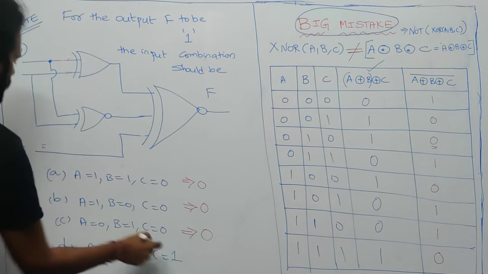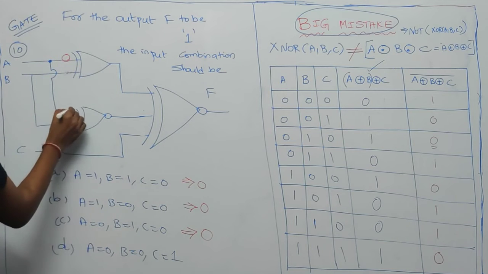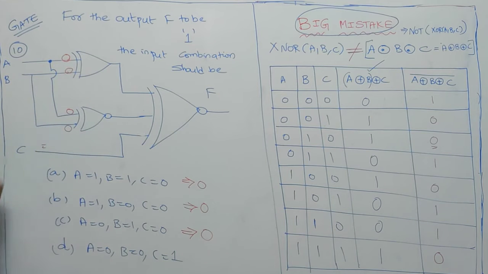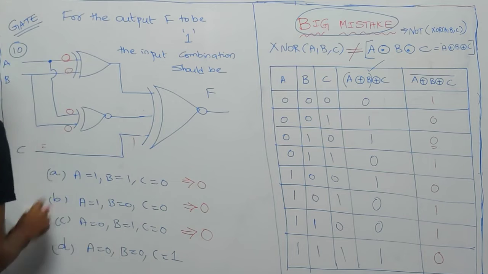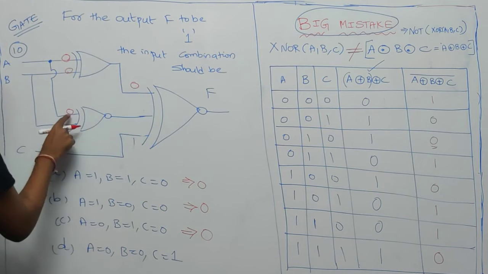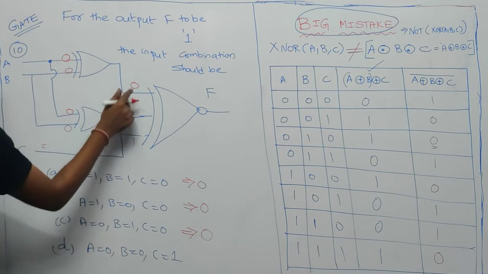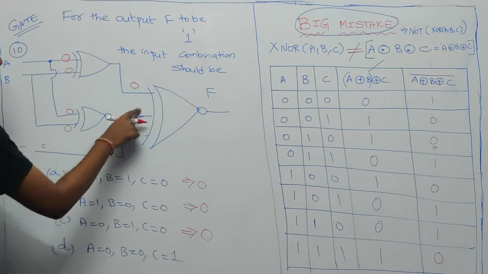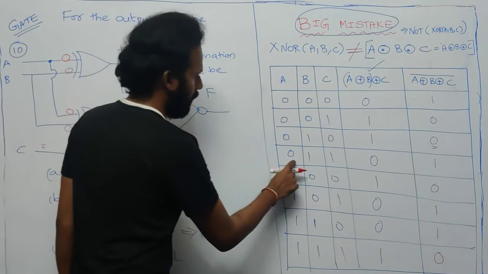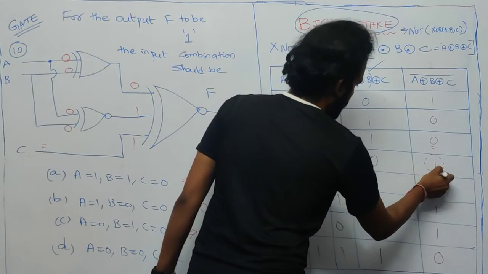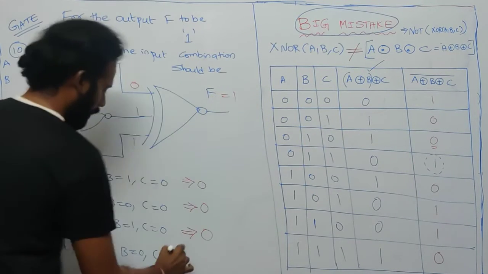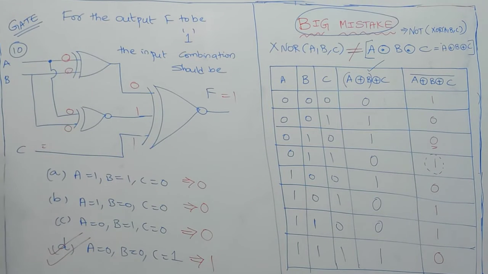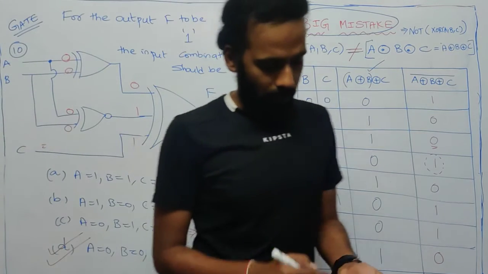Right? 0, 0, 1. A is 0. B is also 0. C is 1. Okay? 0 XOR of 0 is 0. 0 XNOR of 0 is obviously 1. Correct? Just opposite, because both the inputs are the same. 0, 1, 1. Where is 0, 1, 1? Yes, for 0, 1, 1, if you look at this, this is 1. So this is giving me 1. So the answer is option D. Are you getting it?